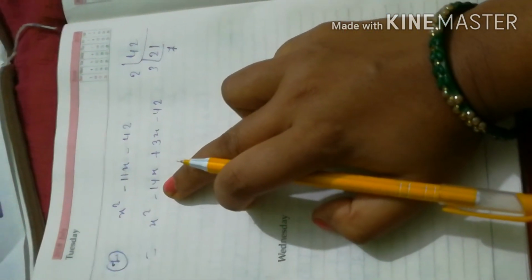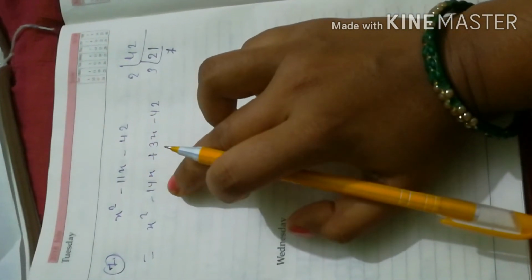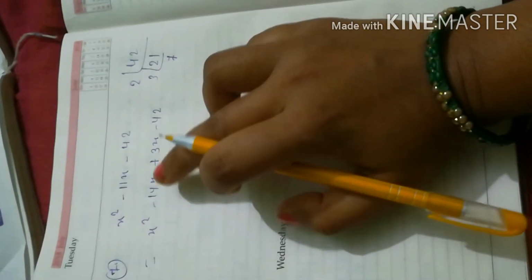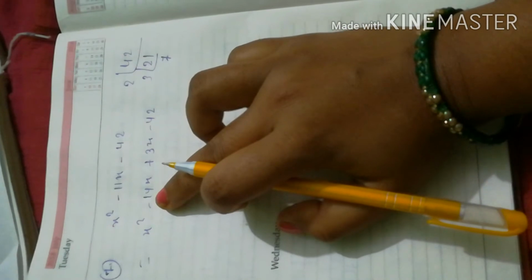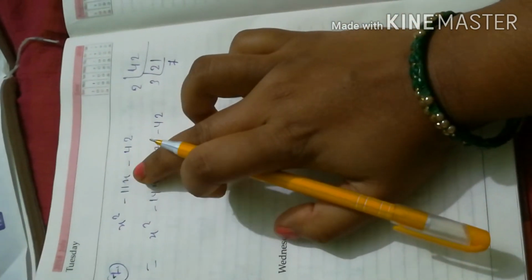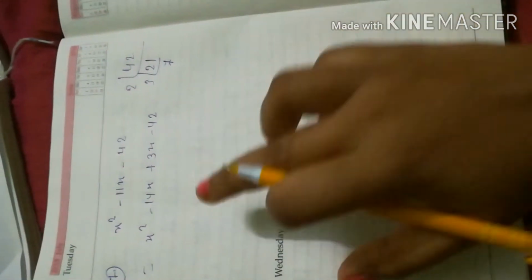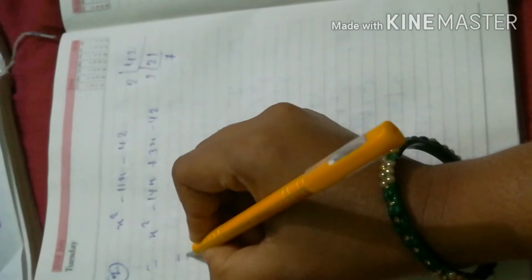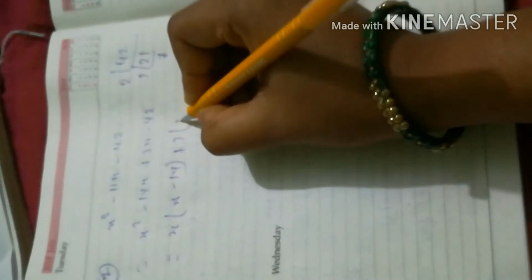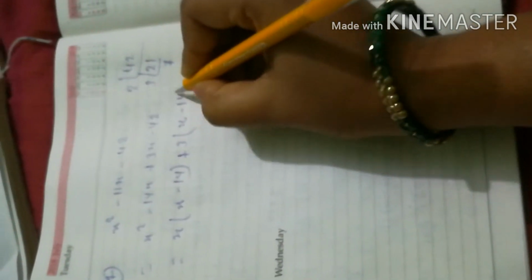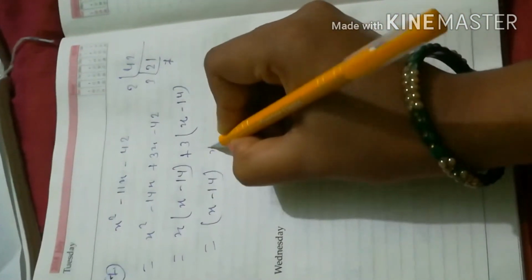Why have I given the minus sign in 14? Why have I not given it in 3? Because here it is given minus 11, and all of you know that if we simplify minus 14x plus 3x, then only we will get minus 11x. If we write plus 14x minus 3x, then we will get 11x, but here in the question minus 11x is given, so we will write minus 14x plus 3x. From here we can take x as common, x minus 14 plus 3, x minus 14. Now we can write (x minus 14) into (x plus 3).